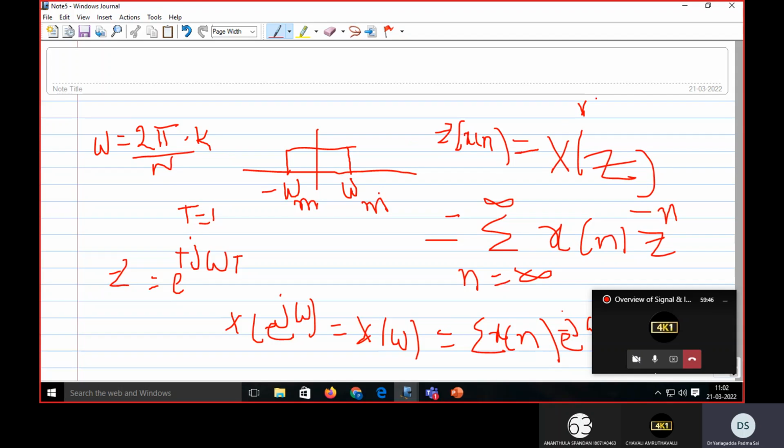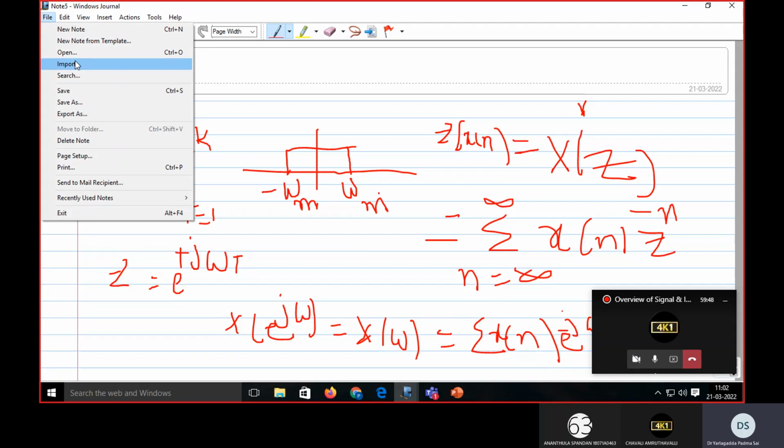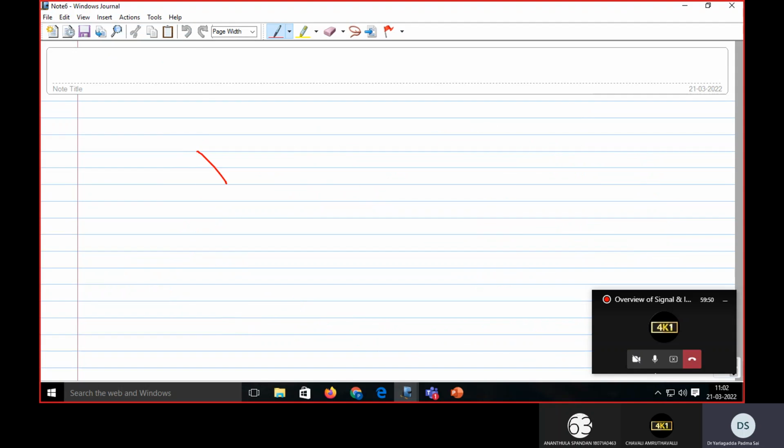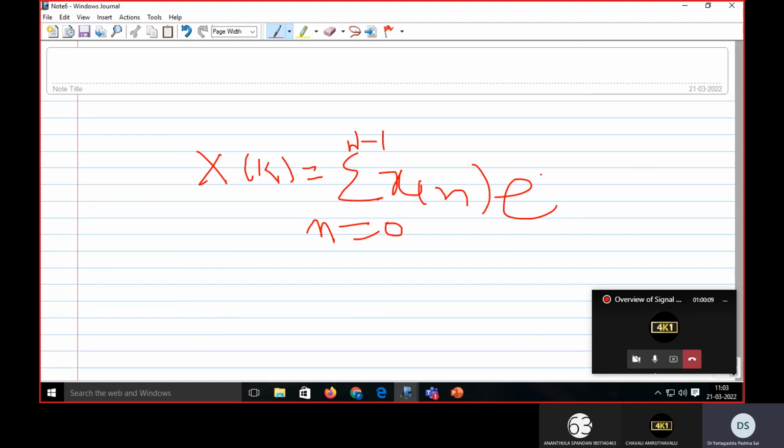So that is nothing but your X of k. X of k, that is the DFT, is equal to the summation from n equal to 0 to capital N minus 1 of x of n e power minus j 2 pi k n by capital N.